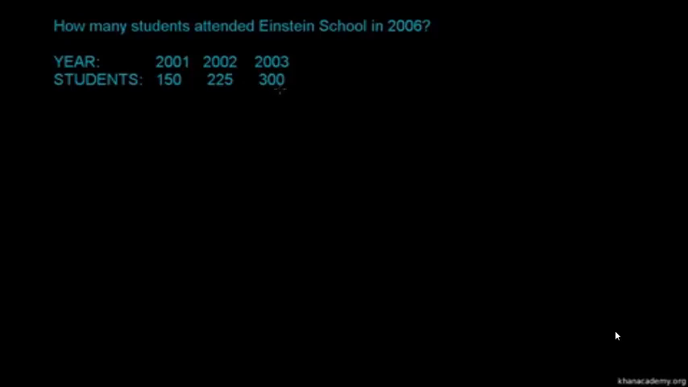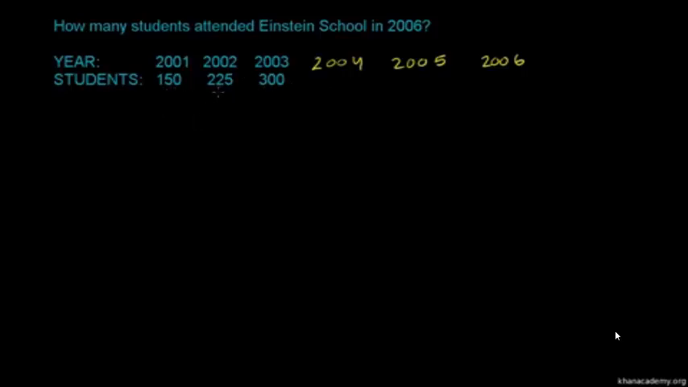So what I think they want us to do is to see the pattern in how many students, the population of students grew by every year, and just assume that that pattern continues through 2006. So we need to figure out what the pattern is from one year to the next, and then we're going to figure out 2004, 2005, and then 2006. So the assumption that we're making in this problem, and I think that the problem wants us to make, is that whatever the pattern of growth was in these 3 years, that they continue all the way to 2006.